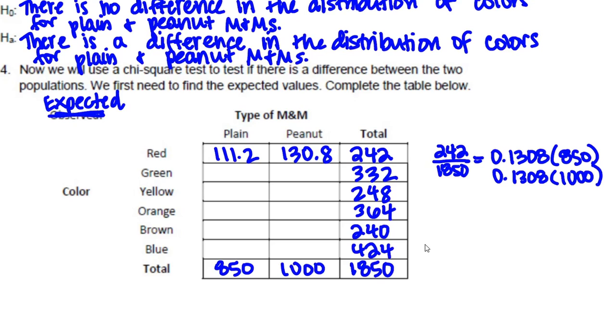So for the next one, I'll do 332 out of 1,850. I got 0.179, and then I'm going to times that by 850, and I get 152.5. And I'll do 0.179 times 1,000, and I get 179.5. And again, there's a lot of ways to do this, but I'm just going to stick to the same way.